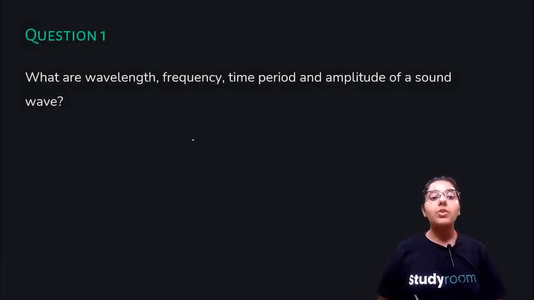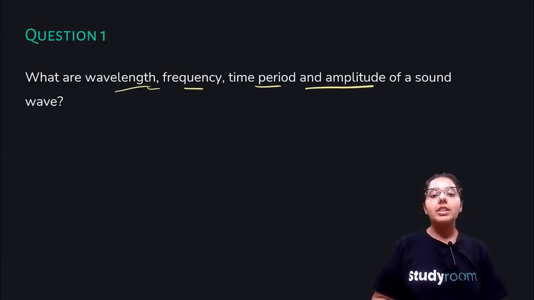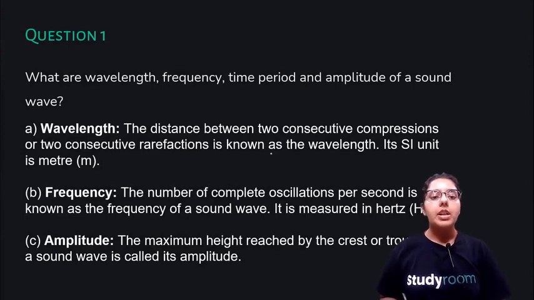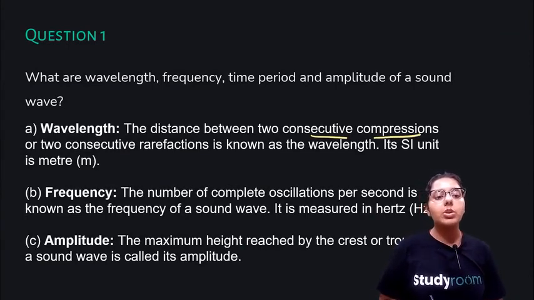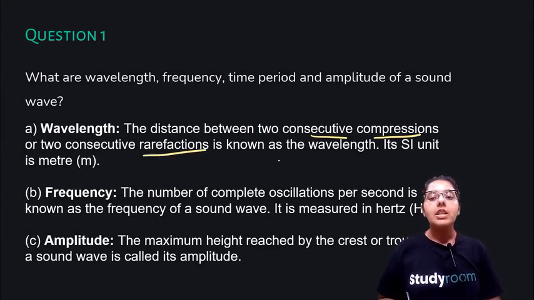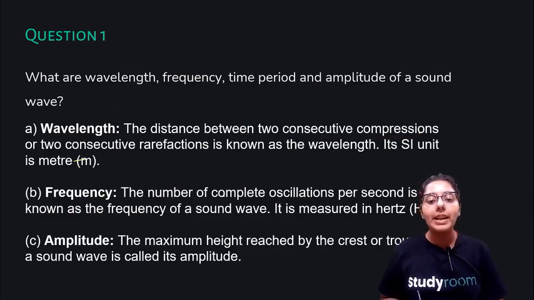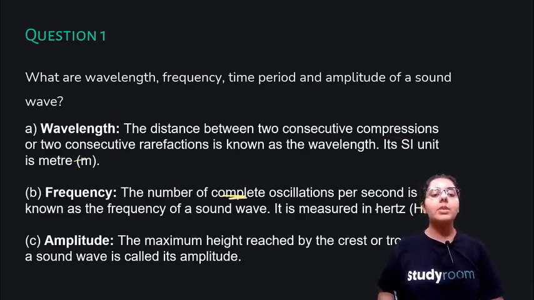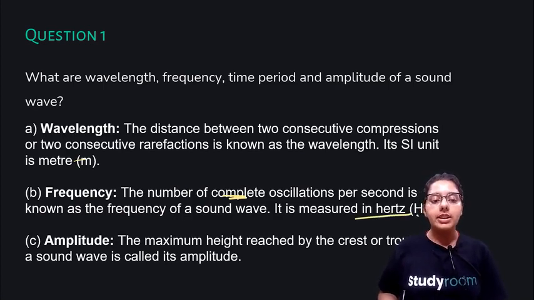Let's do one more question. What are wavelength, frequency, time period and amplitude of a sound wave? So we have discussed it. So let's do a quick recap. So wavelength is the distance between two consecutive compressions or two consecutive rarefactions. Okay. So what is the SI unit of wavelength? Since it is a type of distance, the SI unit is meters. Okay. So what is frequency? It is the number of complete cycles, right? Number of complete oscillations per second. It is measured in hertz. What is amplitude? It is the maximum height reached by the crest or the trough of a sound wave. Okay.